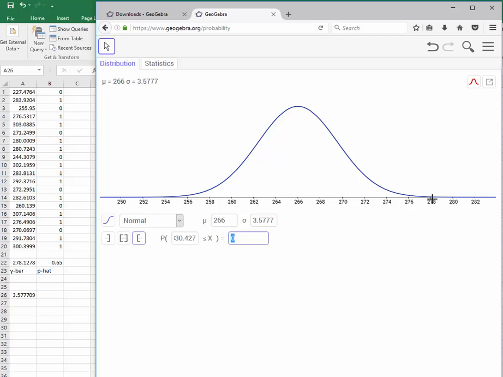278. Wow, 278 is very unusual. You can see that's not in a common region. So our chances of coming up with a sample this high or even higher, let's take a look here. Infinity, and 278.12. Yeah, there it is, 278.12. The chance of coming up with that average is 4 times out of 10,000 attempts. Wow, that's very unusual.